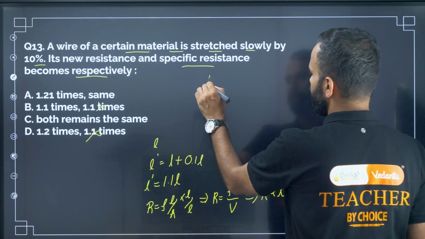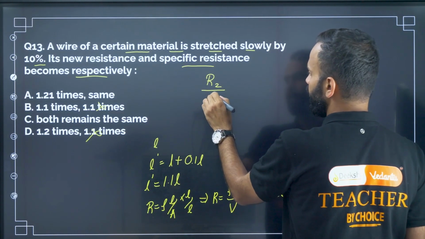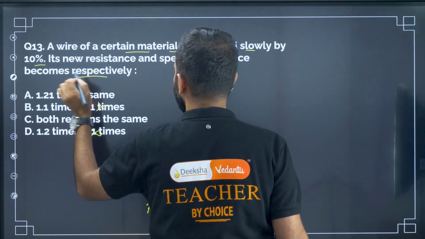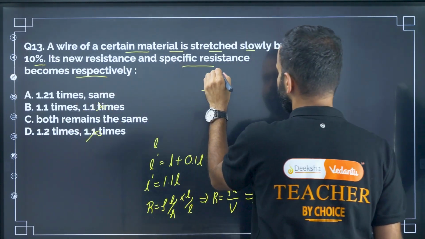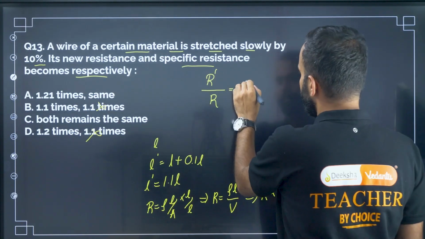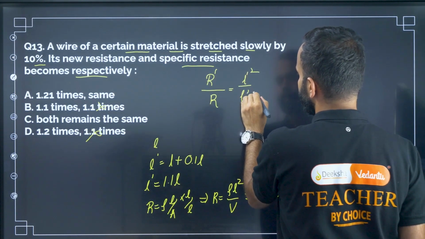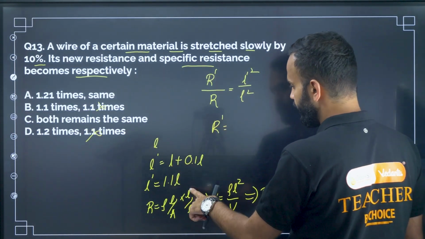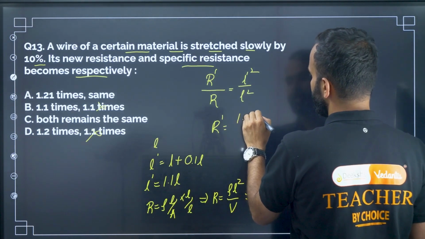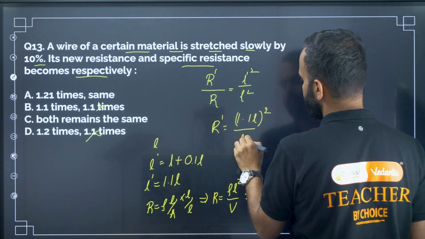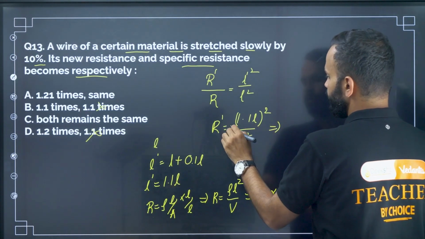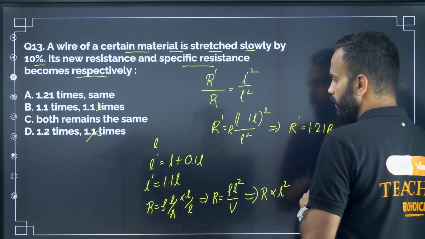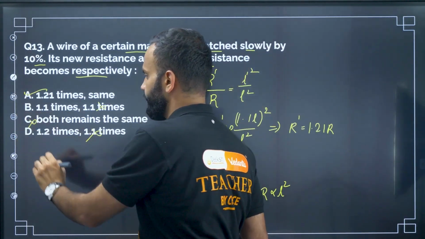That's it. Now solve. R2 divided by R1. R1 is R, and R2 is R dash. R dash divided by R is equal to L dash square divided by L square. Now R dash is equal to (1.1 L) squared divided by L square. L square will get cancelled into R. So R dash is equal to 1.21 times R. So the correct option is A, right?